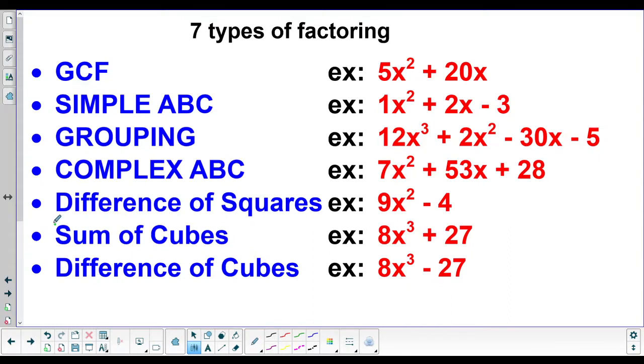So sum and difference of cubes are almost the same thing. You're going to have 2 terms, except instead of squares everywhere, you're going to have perfect cubes. So you're going to have 1, 8, 27, 64.